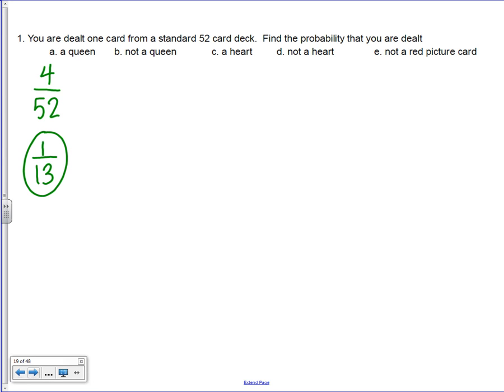Well, now, how about the probability of not getting a queen? Well, we just found out the probability of getting a queen was 1/13. So if I don't want a queen, we're going to use that formula from up above. And it's 1 minus the probability of you getting a queen. Well, us getting a queen was 1/13. So if I do 1 minus that, that's the probability that I will not get a queen.